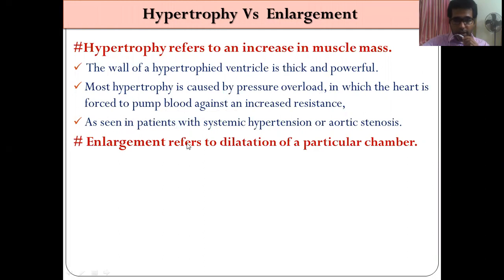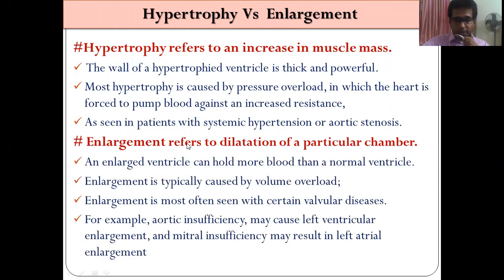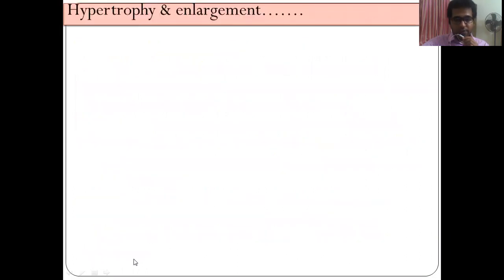Enlargement refers to the dilatation of the particular chamber. In case of enlargement, an enlarged ventricle can hold more blood than a normal ventricle. Enlargement is typically caused by volume overload, and is most often seen with certain valvular diseases. For example, aortic insufficiency may cause left ventricular enlargement, and mitral insufficiency may result in left atrial enlargement.